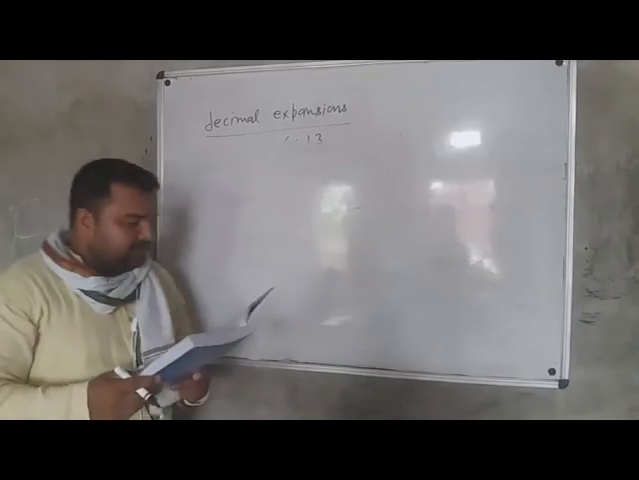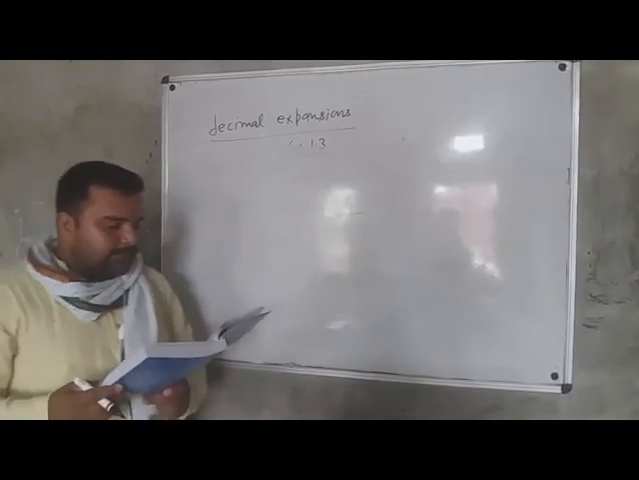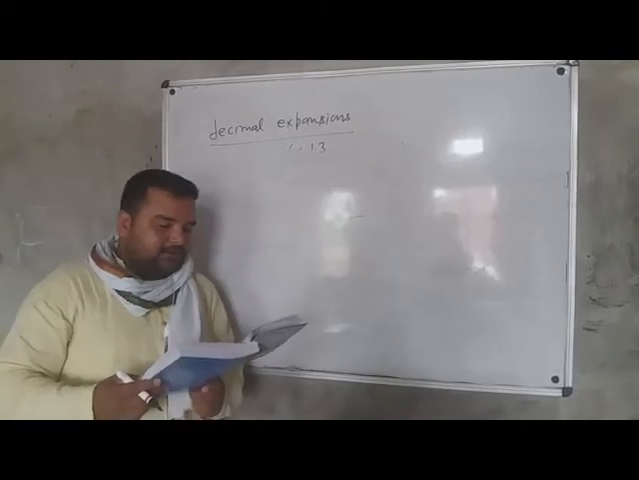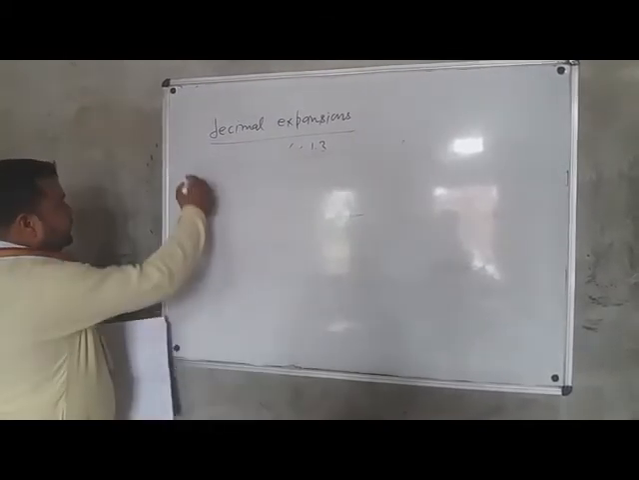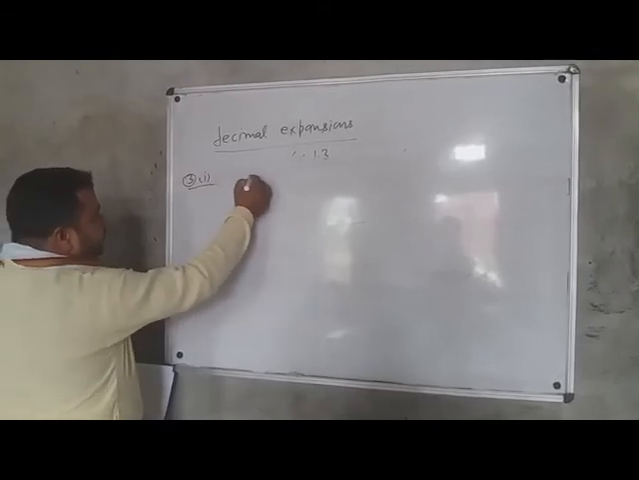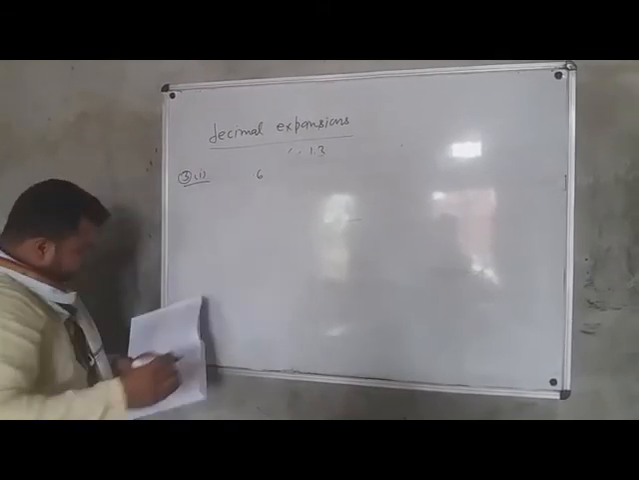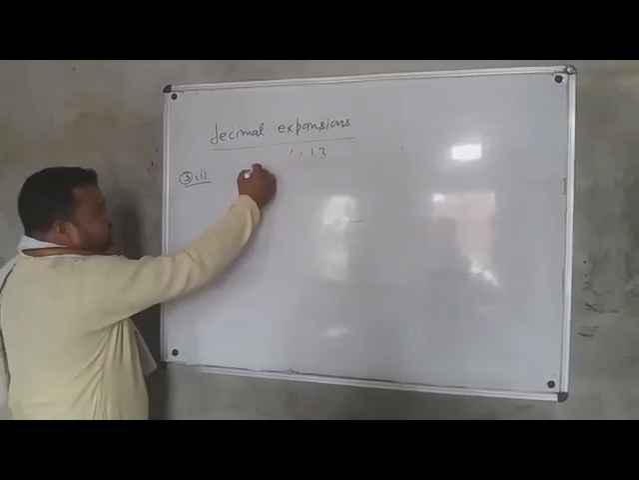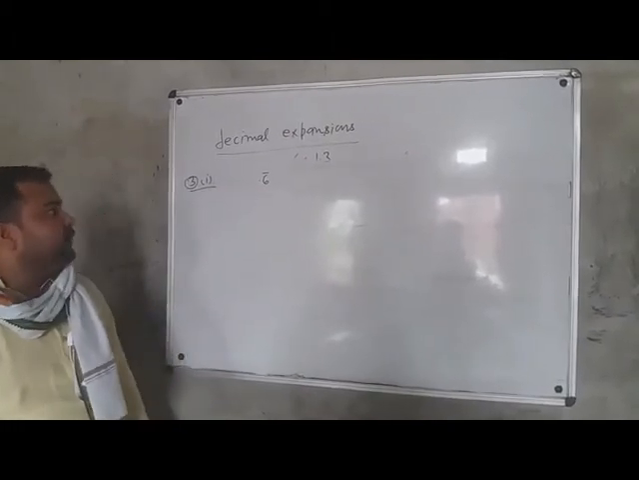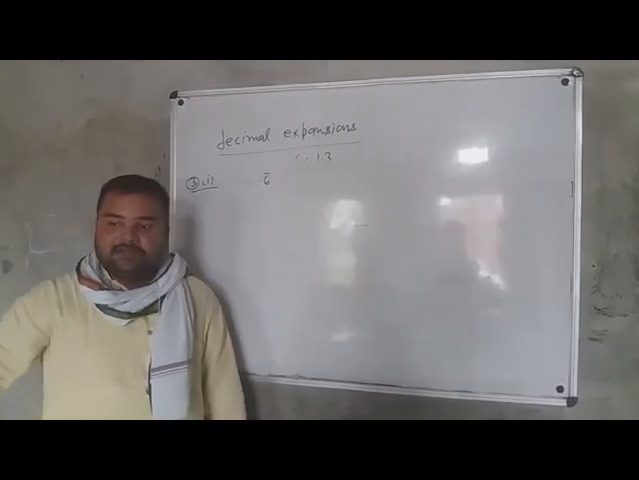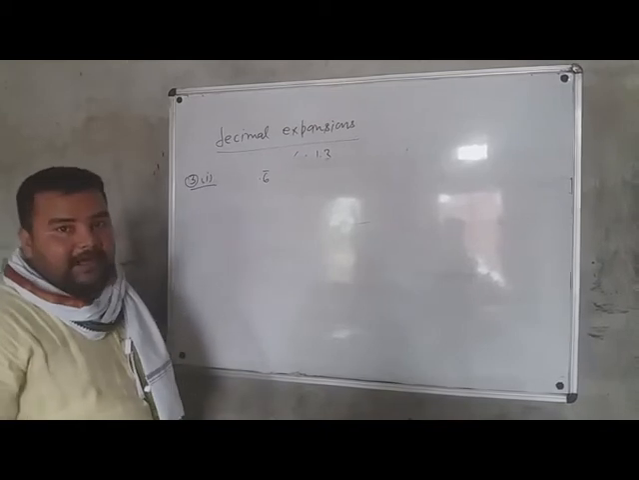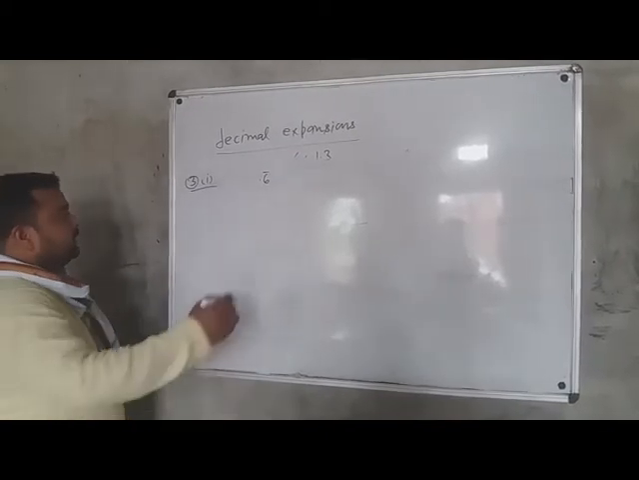Now the third question is: express the following in the form P by Q, where P and Q are integers and Q not equal to 0. The first part is 0.6 repeating. Students, this is a very important question. Such questions are usually asked in the exam, so please pay more heed, and it is very simple also.